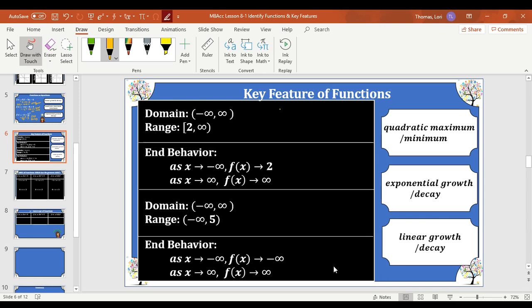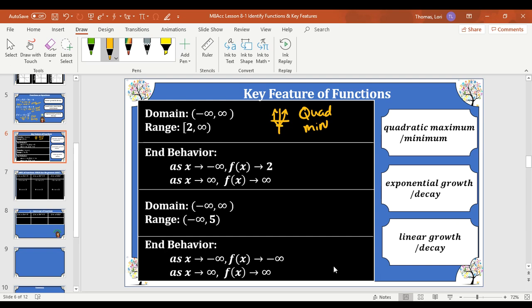So if we have a graph and the least value that our y can be is 2, then this means our graph has to go upward. So that means we have a positive a value. So this is going to be a quadratic with a minimum vertex.